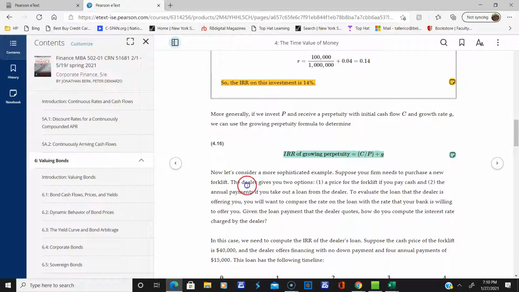All right. So let's now consider a more sophisticated example. Suppose your firm needs to purchase a new forklift, and you have two options: a price for the forklift if you pay cash, and the second one is the annual payments if you take out a loan from the dealer. So we want to evaluate the loan and see which one is basically cheaper. So you want to compare the rate of the loan with the rate that the bank is willing to offer you. So basically, you could either pay cash, go to the bank and get a cash loan, or take payments with the dealer. And people do this with their cars, right? So the question is, how do you compute the interest rate charged by the dealer?